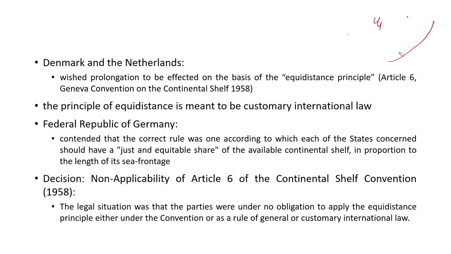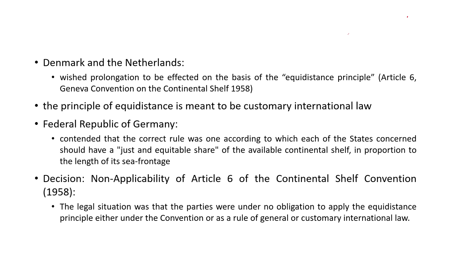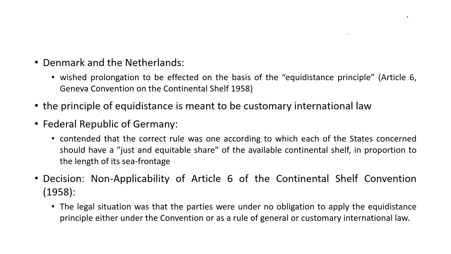So the court went on to help the states identify the basis of division of the continental shelf on the basis of proportionality wherever such complex situations come into being. And it said that wherever there are differing geographical, geomorphological circumstances, that is, the relevant circumstances available, the states should not divide it equally, but must go for just and equitable sharing. The principle of equidistance, claimed to be customary international law by the Netherlands and Denmark, was refused by the court, wherein the Federal Republic of Germany contended that the correct rule was one according to which each of the states concerned should have a just and equitable share of the available continental shelf in proportion to the length of its sea frontage.